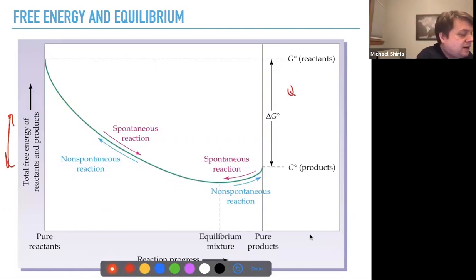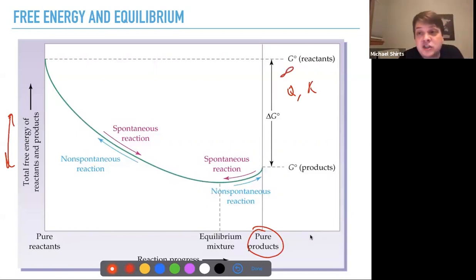We know that just from thinking about Q and K. If it's pure products, then Q has to be essentially infinity, right? Because there's no reactants, there's all products. And therefore Q is going to be greater than K. So we know that there has to be some sort of spontaneous reaction backwards from 100% products. And we also know that we're not going to have entirely all reactants, right? Especially if this is a reaction with a delta G that is less than 0, it has to move forward. Also in that case, Q over here would be 0, right?